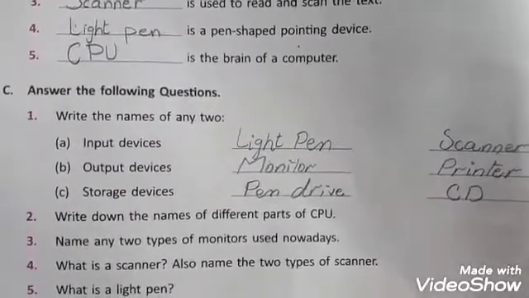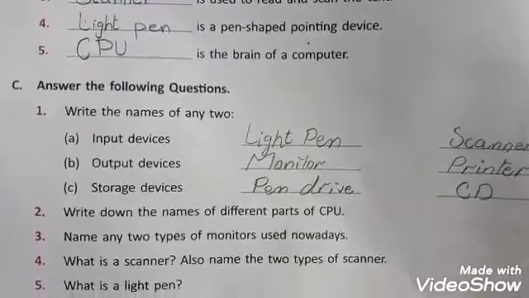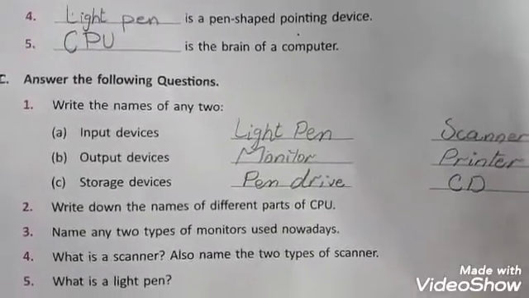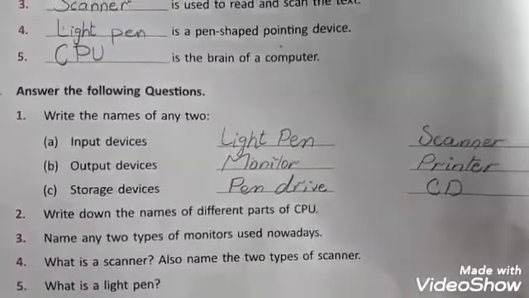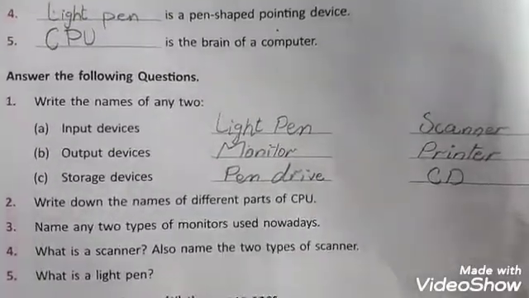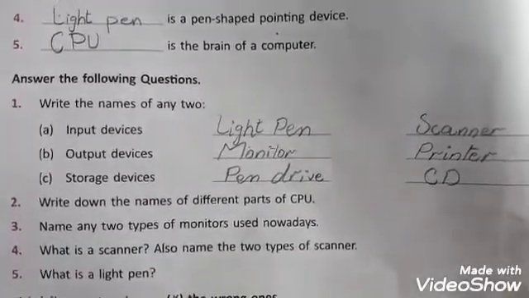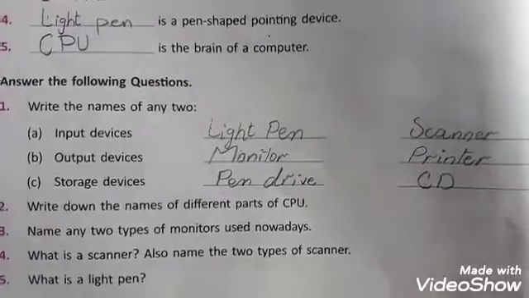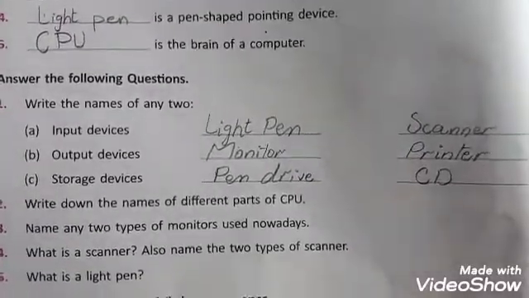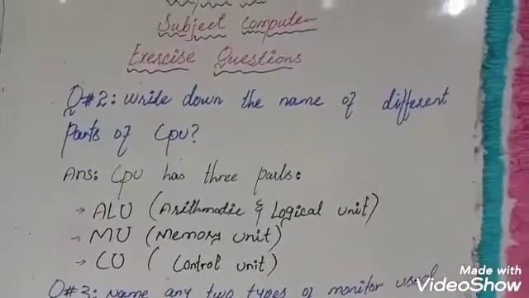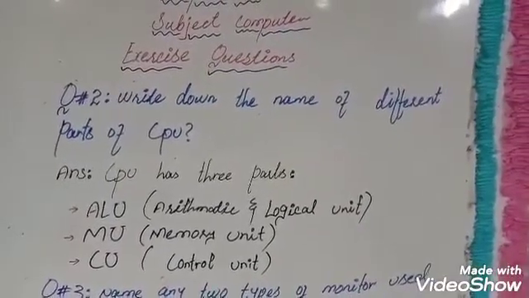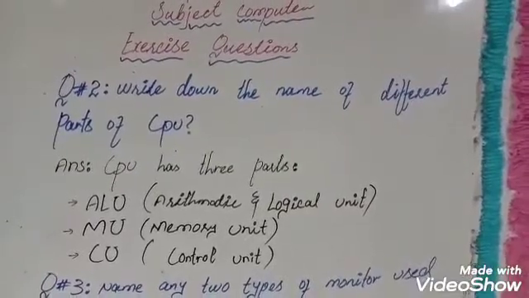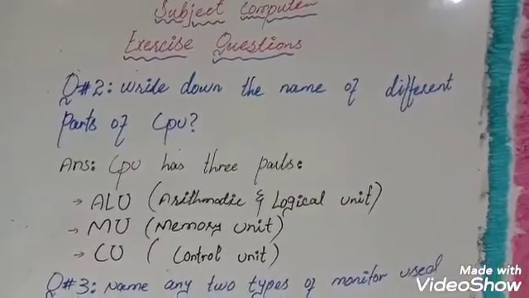Question number 1. Write the names of any two. Part 1 is input devices: light pen and scanner. Part 2, output devices: monitor and printer. Part 3, storage devices: pen drive and CD. Question number 2. Write down the names of different parts of CPU. Answer. CPU has 3 parts: ALU, MU, CU.